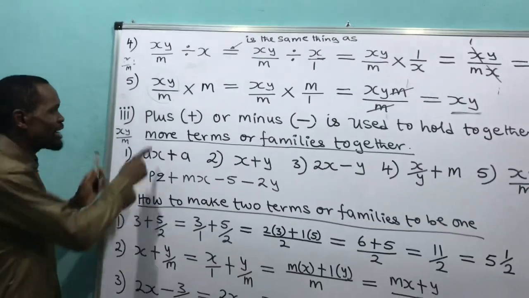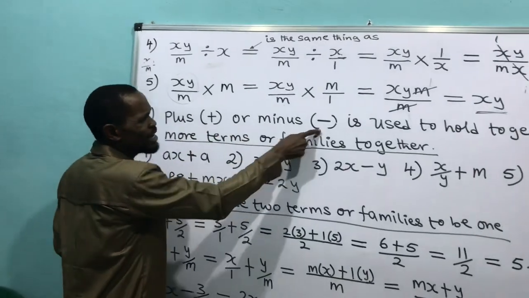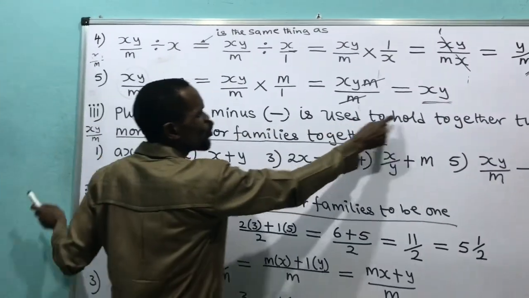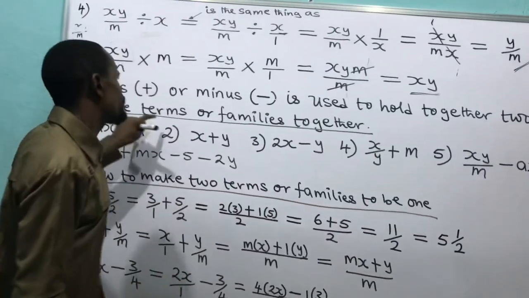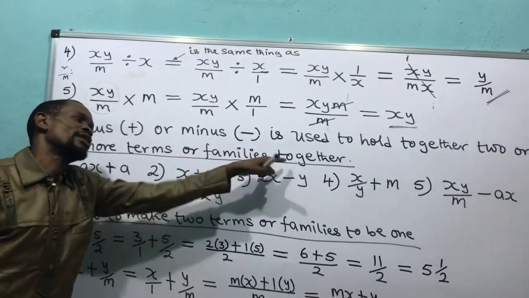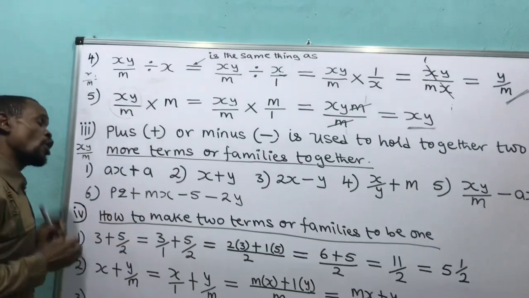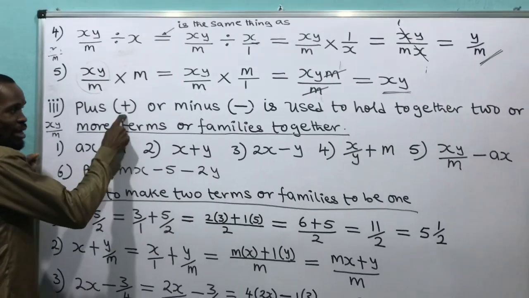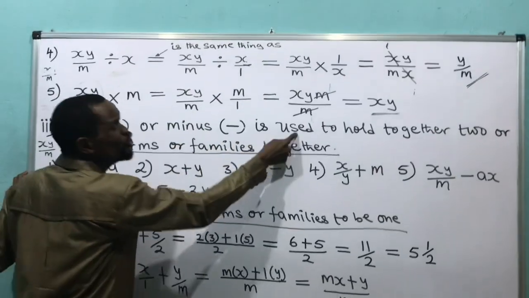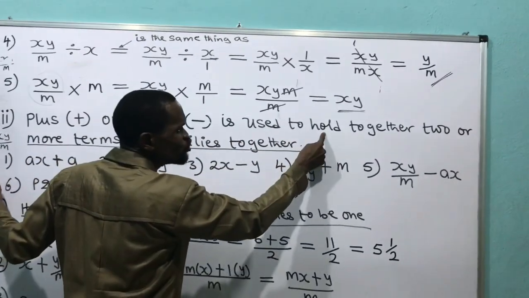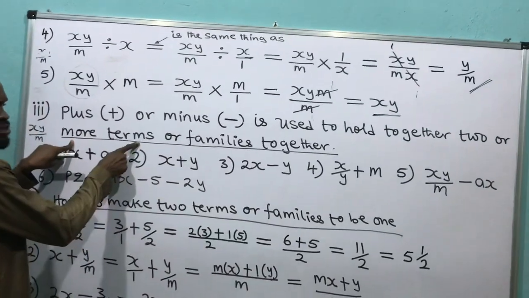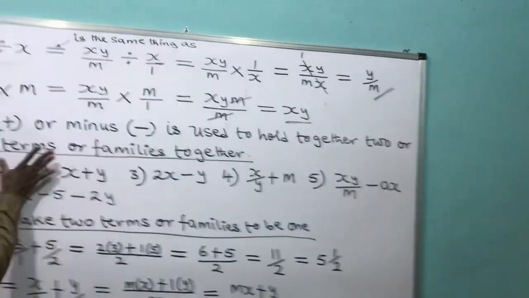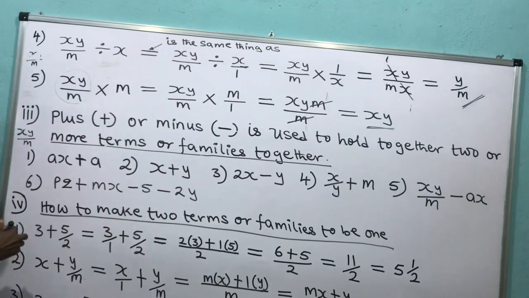Plus or minus. Look at it. Plus or minus is used to hold together 2 or more terms or families together. When we say terms, we are talking about family. We're going to look at it.